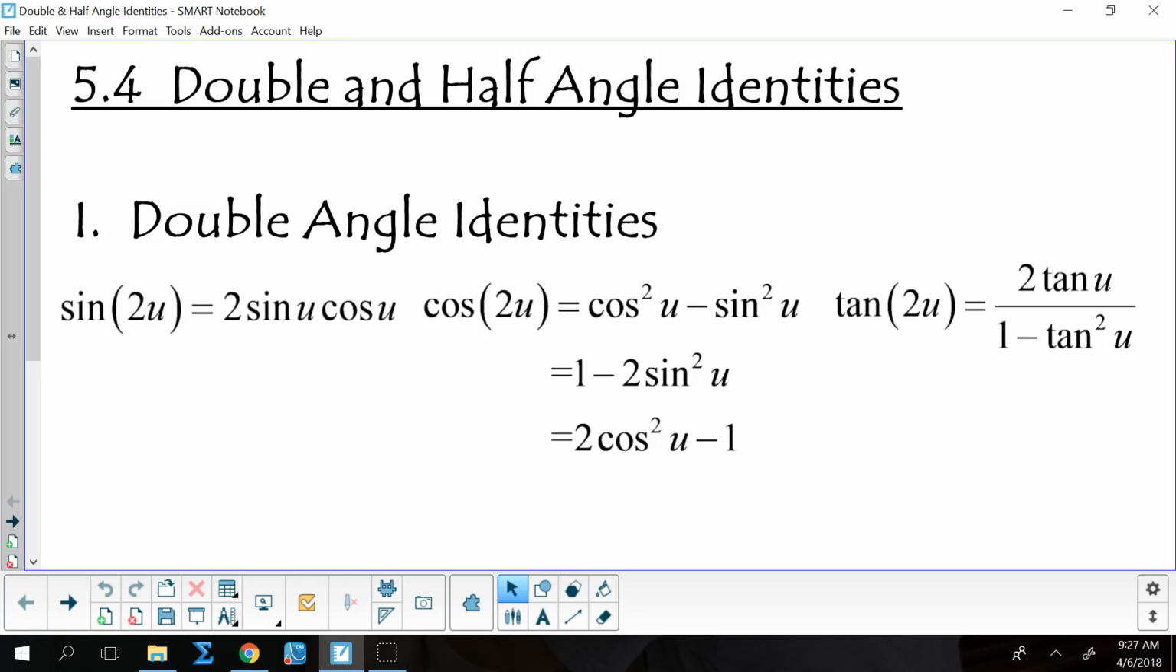Two topics. Okay. So we've got double angles and half angles. The double angle formulas are on your unit circle sheets. Yes, they are numbers 21, 22, and 23.